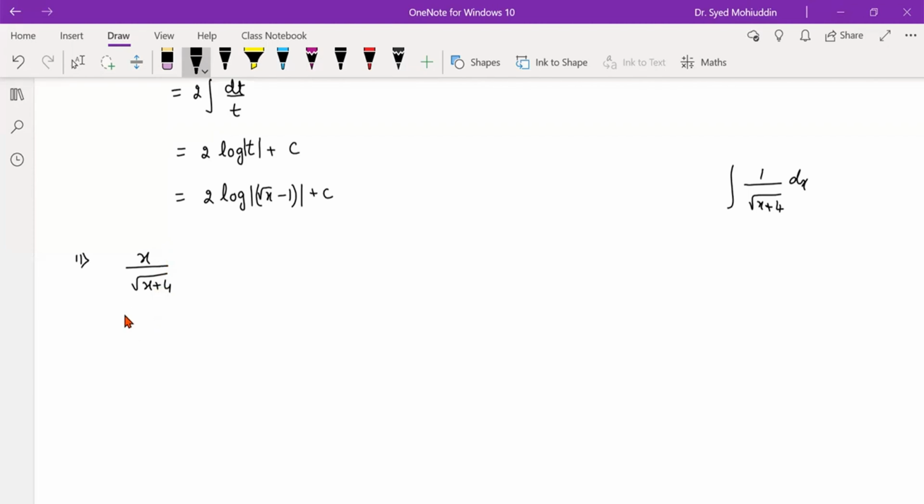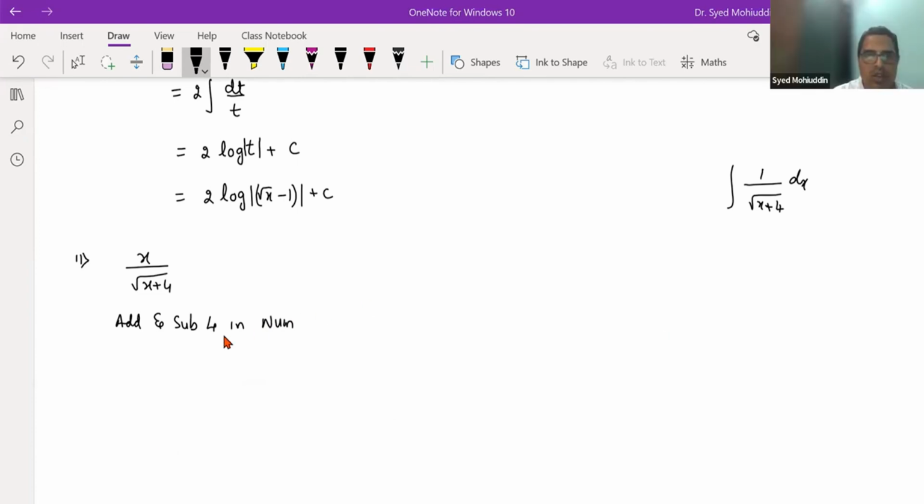So what you have to do is, before I go for simplification, I'll try to add and subtract 4 in the numerator. I have to add and subtract 4 in the numerator because I have to get the same value, no, in the numerator as well as in the denominator. Therefore, if I try to rewrite this one, we will be getting the expression as what? x plus 4 minus 4, add 4, subtract 4, divided by root of x plus 4.